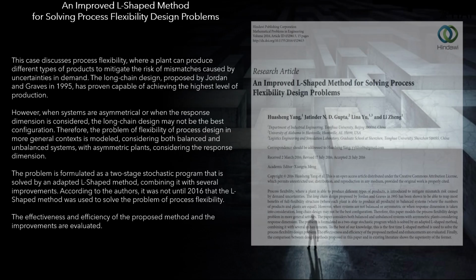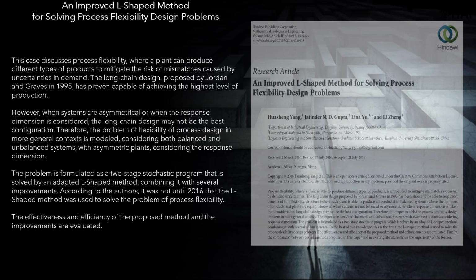This case discusses process flexibility, where a plant can produce different types of products to mitigate the risk of mismatches caused by uncertainties in demand. The long chain design, proposed by Jordan and Graves in 1995, has proven capable of achieving the highest level of production. However, when systems are asymmetrical or when the response dimension is considered, the long chain design may not be the best configuration. Therefore, the problem of flexibility of process design in more general contexts is modeled, considering both balanced and unbalanced systems, with asymmetric plants, considering the response dimension.